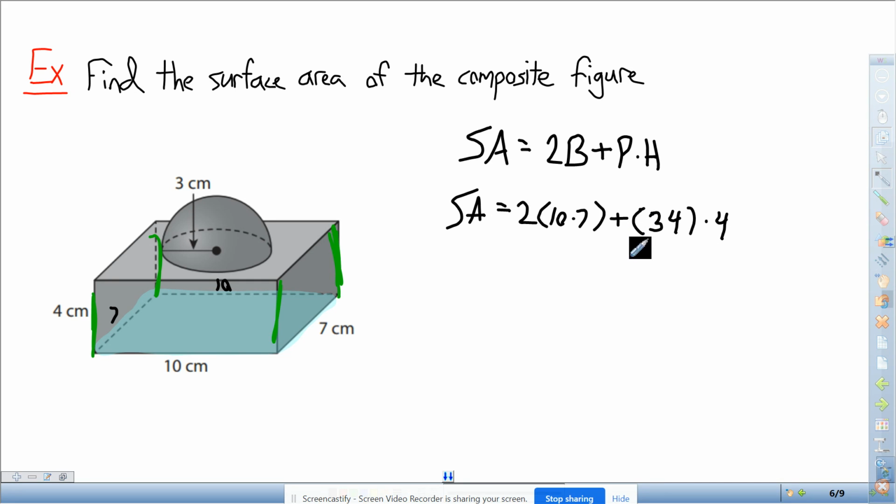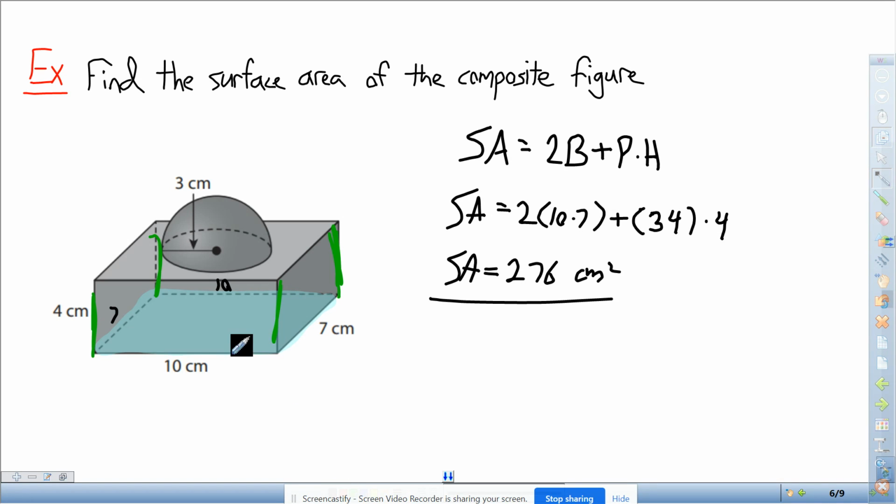So yeah, there it is. Surface area equals 2 times, and I'm just going to do this in my own personal calculator. 10 times 7 is 70. So 2 times 70 is 140, and then plus 34 times 4, I'm getting 276 centimeters squared. There is part of our answer.